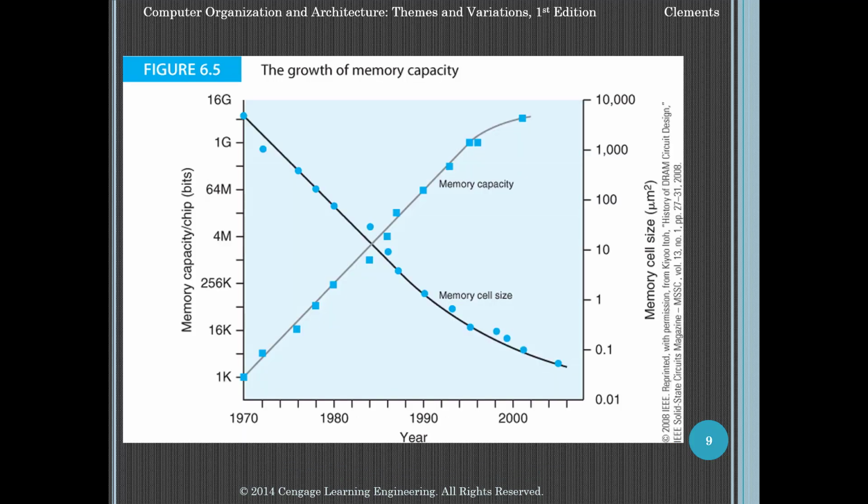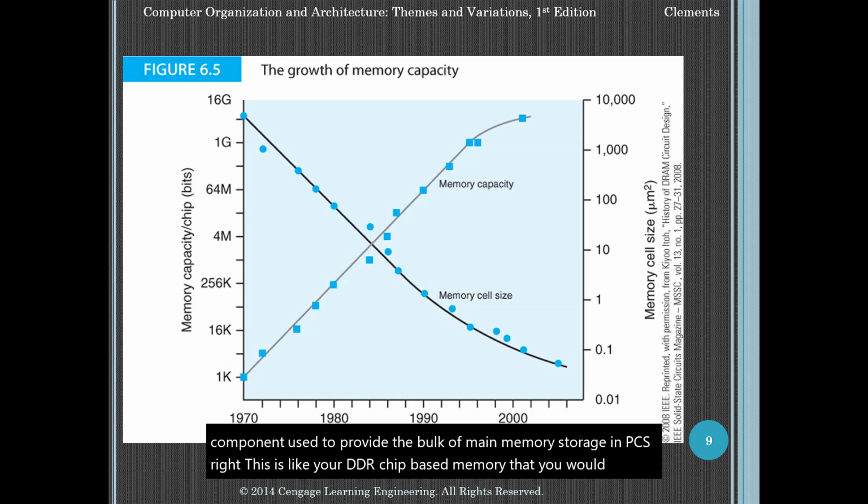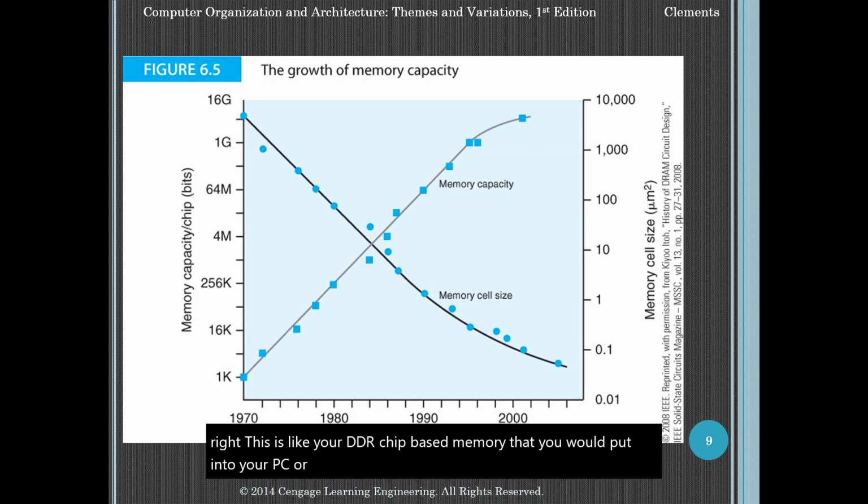So when we look at the computer, the density of semiconductor memory has grown exponentially. And of course we'd expect that, because microprocessor and memory technology go hand in hand. We can see here in figure 6.5 the growth of DRAM memory capacity over the last 50 years. And DRAM is the mainstream memory component used to provide the bulk of main memory storage in PCs, right? This is like your DDR chip-based memory that you would put into your PC or your laptop. And it's able to store 1 bit of data per transistor.